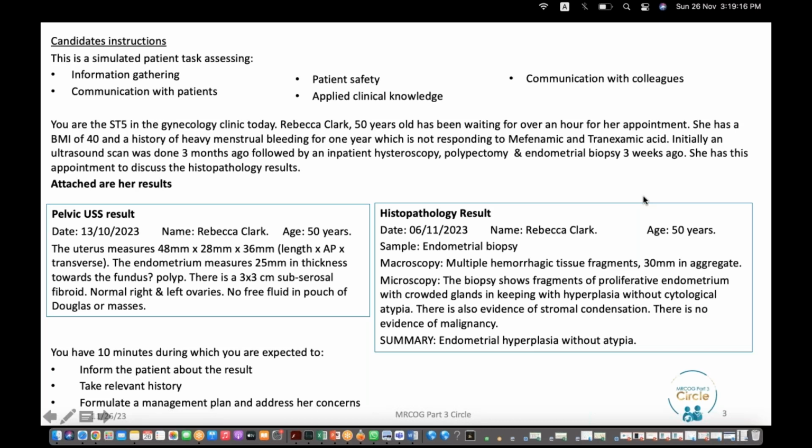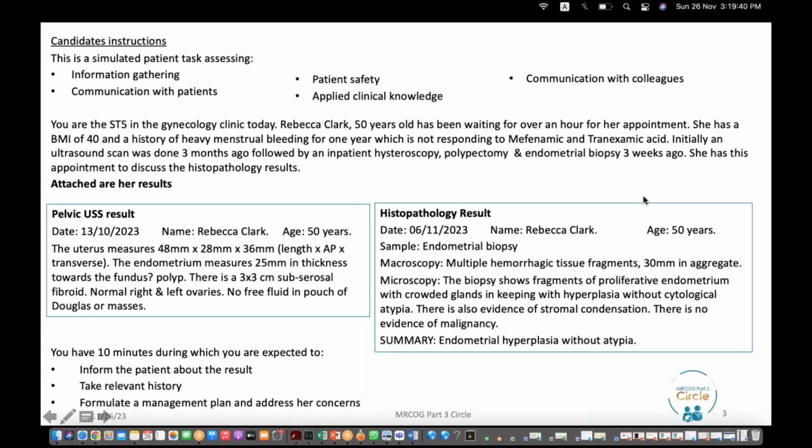So the scan that was done 3 months ago, if you look here in the box to your left, pelvic scan, it has the date, the name, and the age of the patient, just to confirm that it is her scan and no other patient's scan. The uterus measures 48 by 28 by 36 millimeters. Endometrium measures 25 millimeter in thickness towards the fundus. Query, is there a polyp?